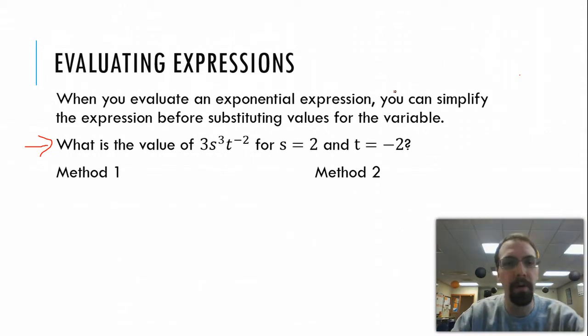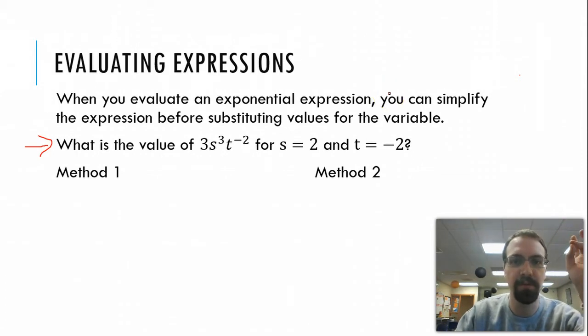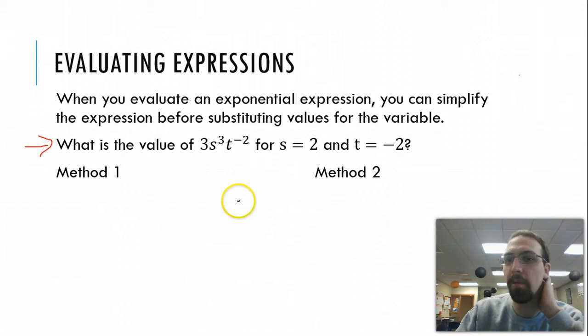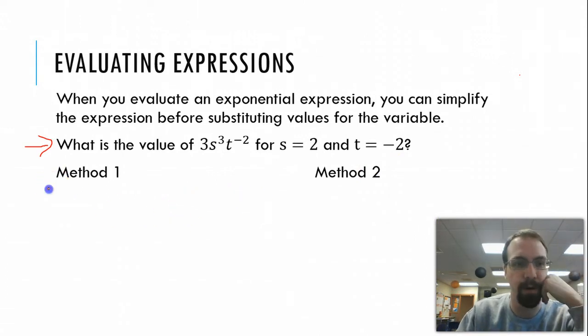Alright, so when you evaluate an exponential expression, you can either simplify the expression before substituting values for the variables, or you can substitute values for the variables first. So really it just looks like what's going to be easier for the long run. So method 1 is first simplifying the expression. So I have 3s cubed t to the negative second power.